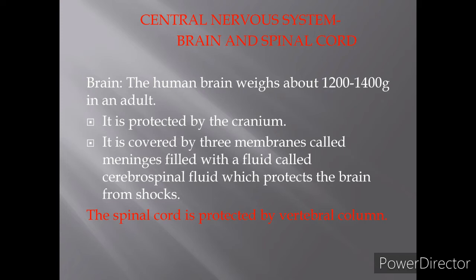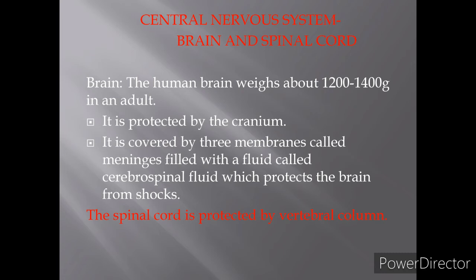In the previous video, we discussed the central nervous system, that is, the brain and spinal cord. The human brain weighs about 1200 to 1400 grams in an adult. It is protected by the cranium. It is covered by three membranes called meninges, which are filled with a fluid called cerebrospinal fluid. The cerebrospinal fluid protects the brain from shocks. The spinal cord is protected by the vertebral column, that is, the backbone.